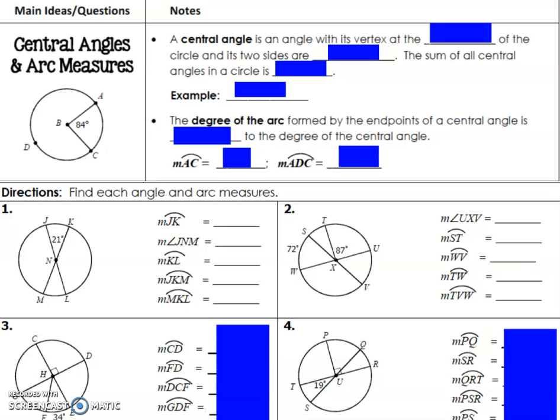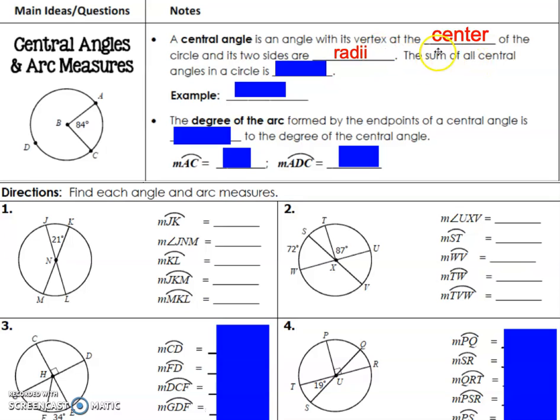Welcome to a video on central angles and their arc measure. So again, a central angle is an angle with its vertex at the center of the circle, and its two sides are going to be the radii. So one radius and the other radius.